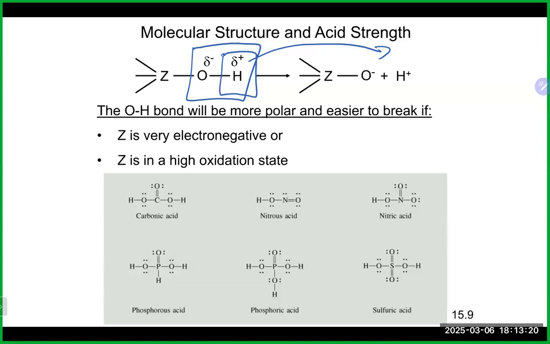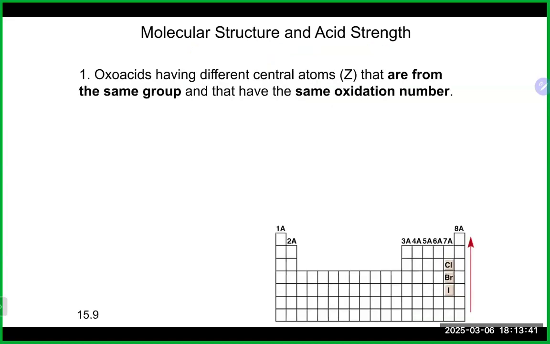So when we have an acid that contains oxygen, we look at two different things depending on the situation. We look at the electronegativity of the central atom, if necessary, or we look at the oxidation state of the central atom. And we'll talk about which one you should look at in which situation. So let's take a look at that.